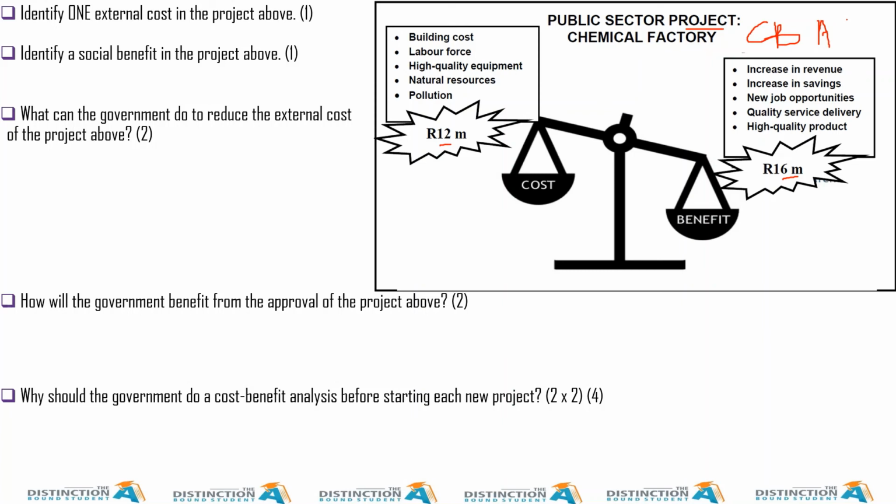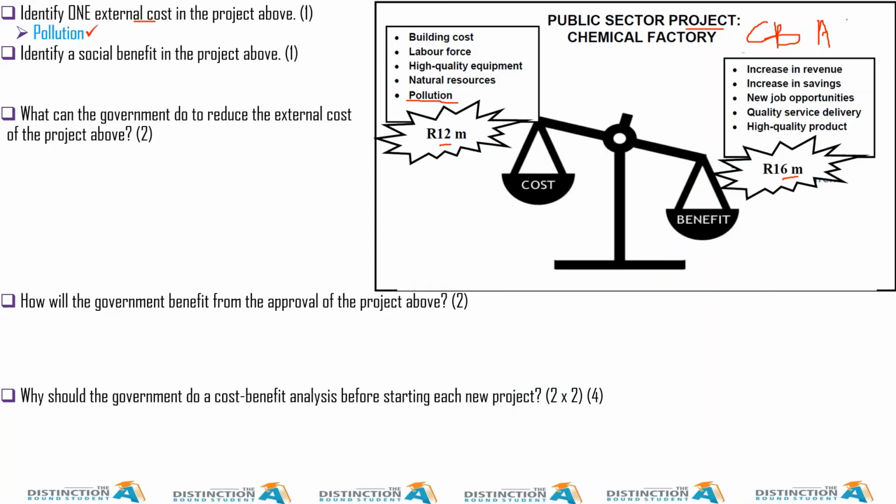So you're analyzing the costs against the benefits, and you want to do it to see whether or not a project is feasible. So identify one external cost in the project above. So external cost. So you come here on the costs, building costs. This is internal. Labor costs, high quality equipment, natural. This one here is the external cost. Pollution. Identify the social benefit. So something that is going to benefit the society.